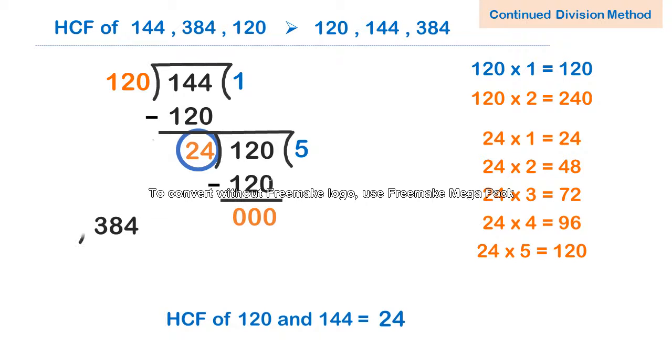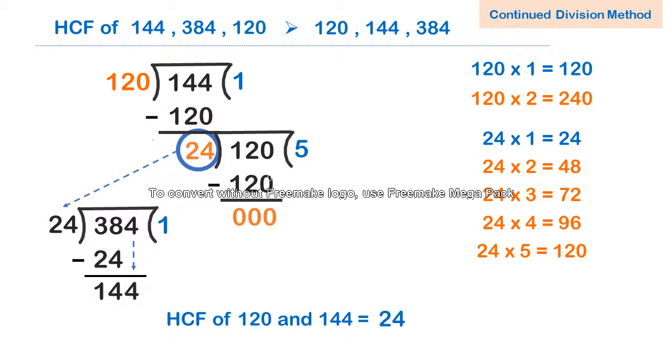Take 384 and 24, which was the HCF of 120 and 144. Now we need to find the HCF of 24 and 384. That is, we need to divide the larger number by the smaller number. So we divide 384 by 24. First we take the 2-digit number 38 because 38 is bigger than 24 and divide. How many times does 24 go into 38? 1 time. So write 24 below the 38 and subtract. We get the remainder 14. Now pull down 4. We have 144. How many times does 24 go into 144? Yes, 6 times. So write 144 and subtract. Now the remainder is equal to 0.